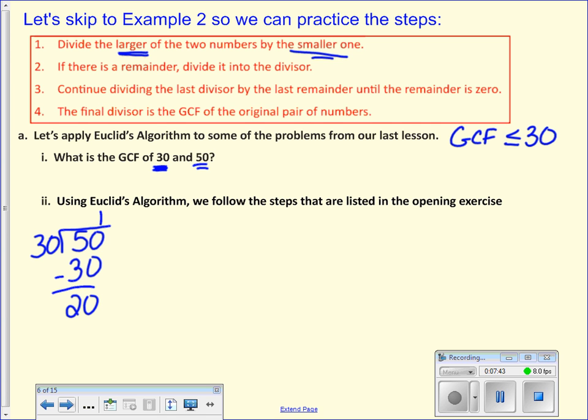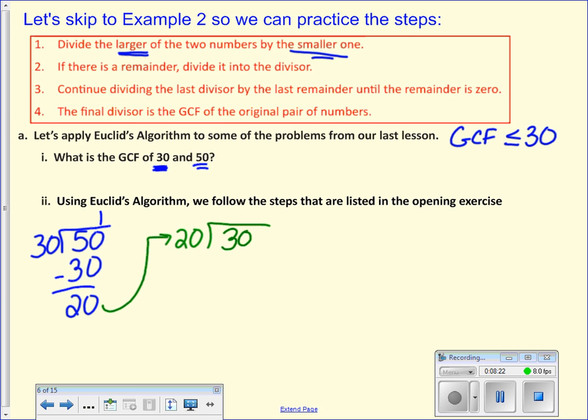If there's a remainder, we're going to divide it into the divisor. What was my divisor in the first equation? This is where the vocabulary comes in handy. What was my divisor in 50 divided by 30? 30. So my divisor was 30. Now that becomes my dividend.